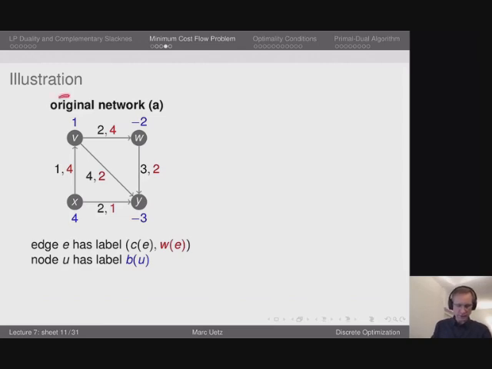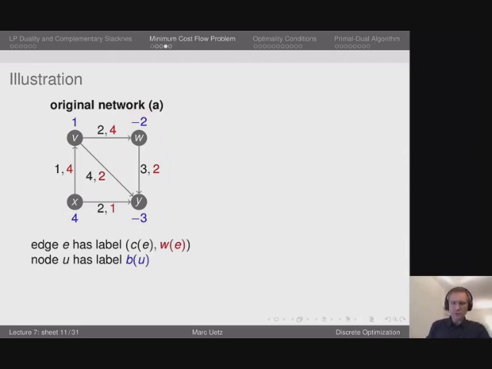We have a network on the left-hand side, and there are nodes V and X, which are the supply nodes. They have a positive balance, so this node produces 1 unit, this node produces 4 units, and there are 2 demand nodes, W of -2 and Y of -3. And of course, you already see that the total supply is equal to the total demand, which is 5.